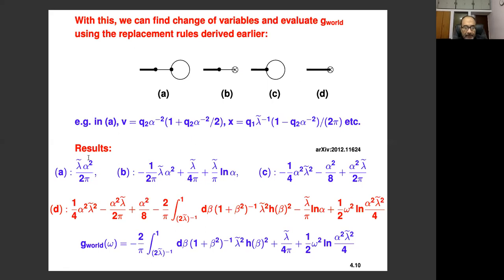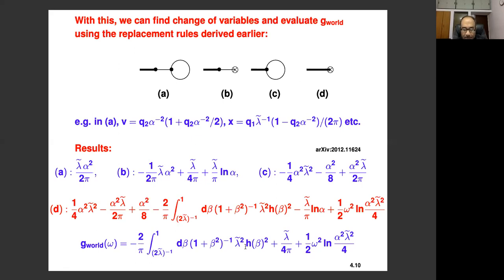By doing that, you evaluate the contribution from all these 4 diagrams, and here I have given the results. The result for diagram A is here, diagram B is here, diagram C is here, and diagram D is here. After we add these, you get the worldsheet contribution to G, which is given here.